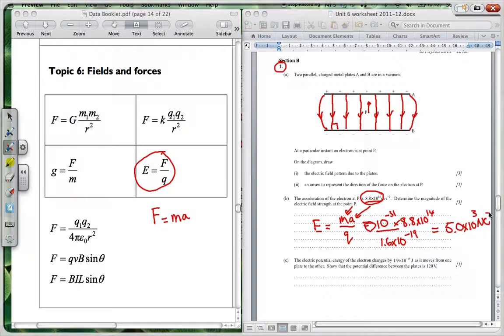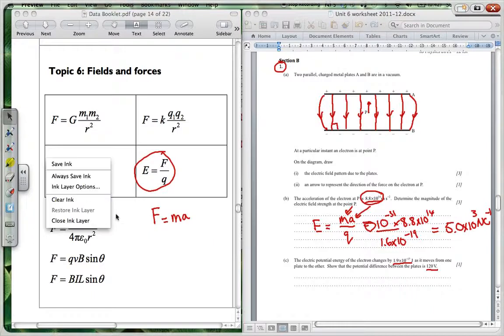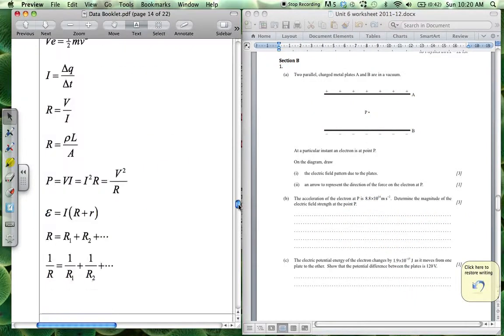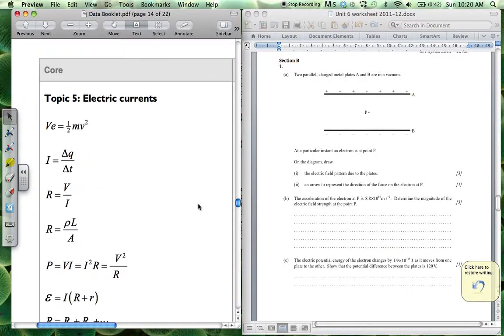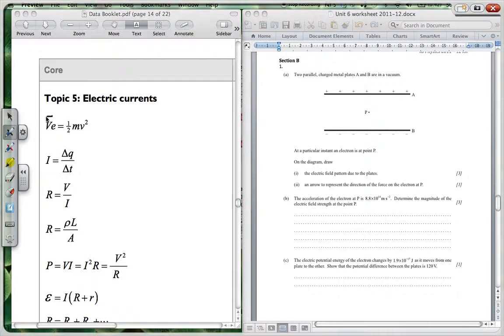Then it says the electric potential energy of the electron changes by 1.9 times 10 to the negative 17 joules as it moves from one plate to another. Show that the potential difference between the plates is 120 volts. So remember from this formula here, if I go up here, let me close this down, but if I go here I get this formula over here, this VE.